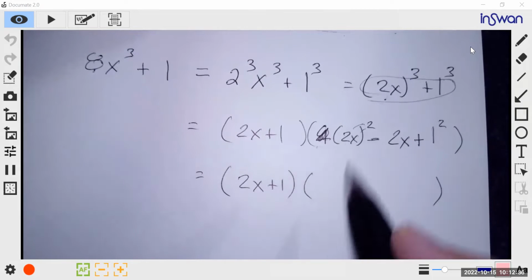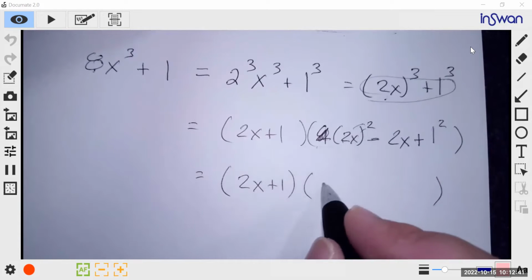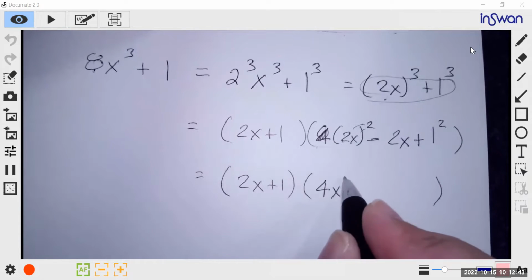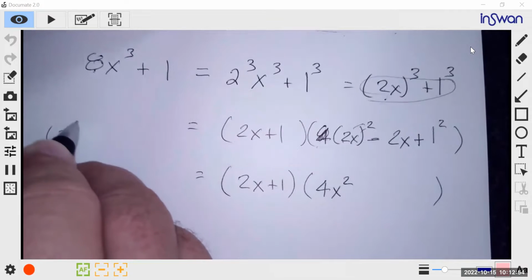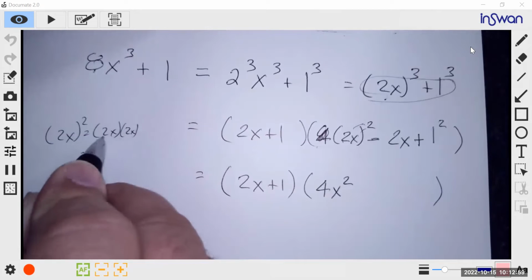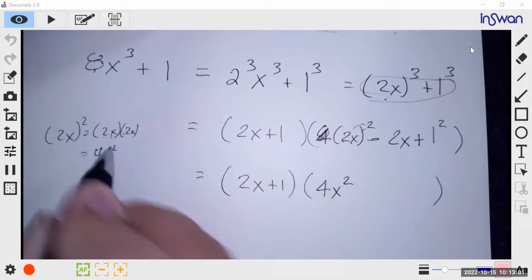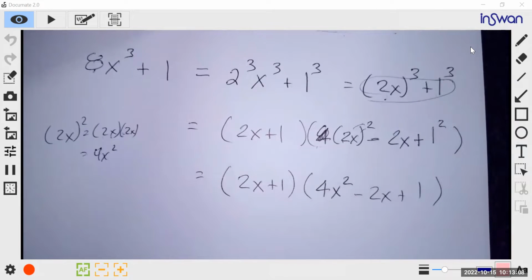So this one, 2x squared is 4x squared. Why is 2x squared 4x squared? 2x squared means 2x times 2x. 2 times 2 is 4, x times x is x squared. Minus 2x, 1 squared, and there you have it.